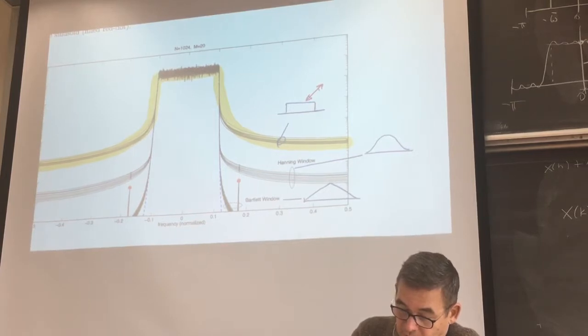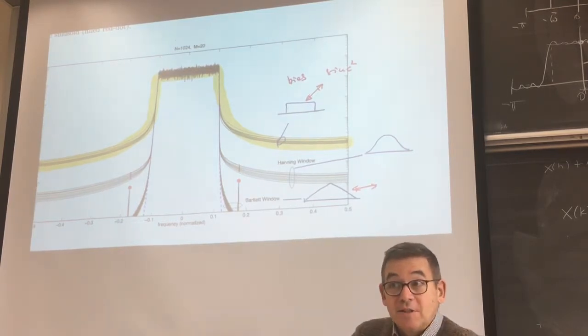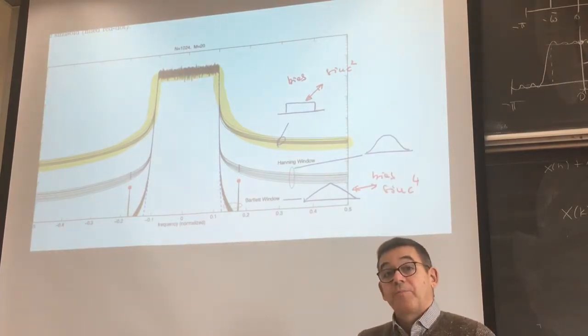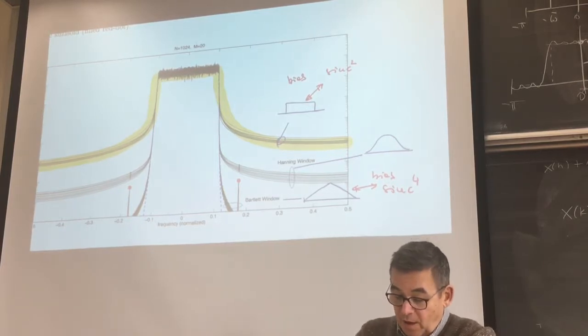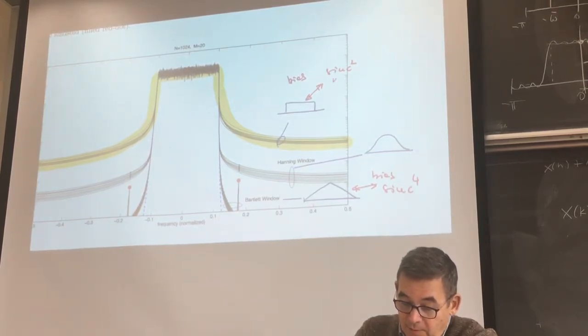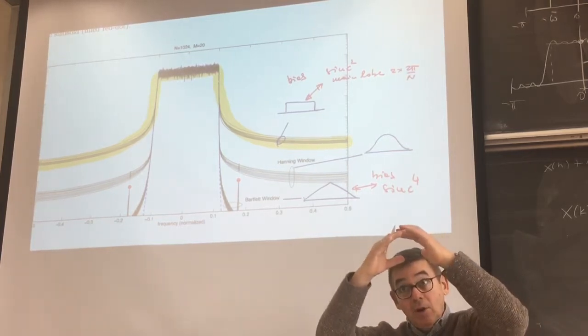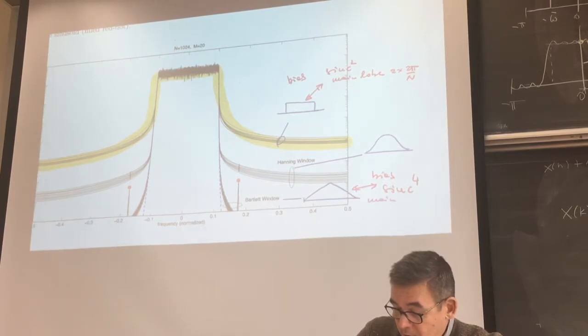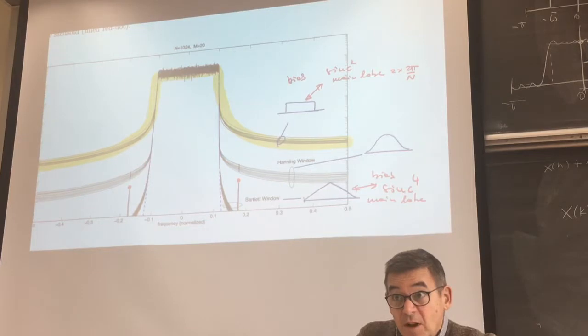Calculating the bias. The bias here is a sinc square, and here I calculate for a triangle because it's easy, okay? And the bias here is a sinc to the fourth power. Here the bias is a sinc square, and the main lobe is 2 times 2 pi divided by n. The main lobe here is a sinc to the fourth power, and the main lobe is, how much is that?